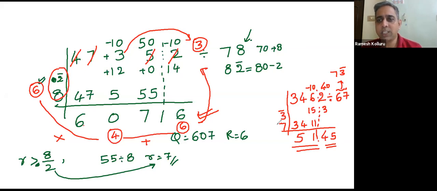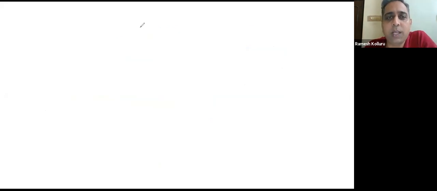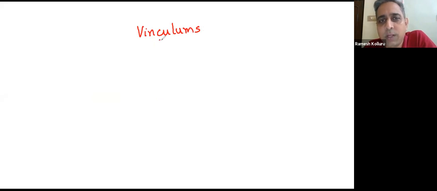Let's move on to the next one. Before going ahead, I want to tell you something about vinculums. Whenever bigger digits are there, to reduce them to smaller digits we use the concept called vinculums. We are going to discuss similar types of problems. Don't worry, all divisions only. If any particular difficulty is there, we will discuss after 7 p.m.